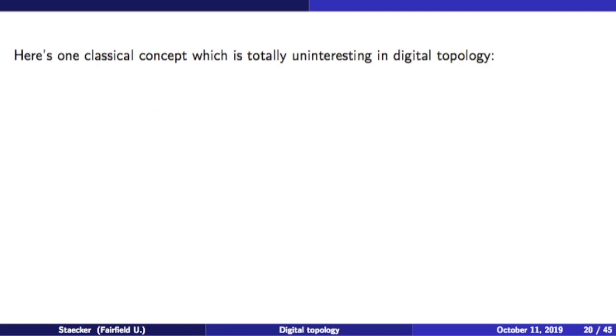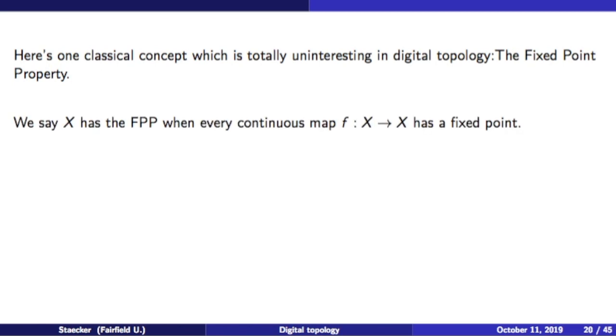Here's one classical concept which is not interesting in digital topology. It's the fixed point property. I said I was going to talk about fixed points. It turns out not very interesting in digital topology. And Siraja mentioned this. We say X has the fixed point property if every continuous map X to X has a fixed point. As you know, in classical topology, we have the Brouwer fixed point theorem. It means every classical interval or a disk has the fixed point property, and there are many other spaces which have the fixed point property.